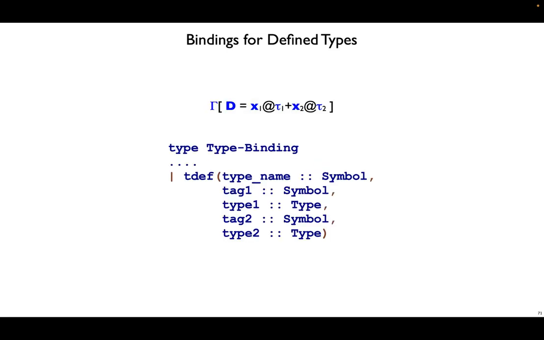To implement this new thing inside the type environment, we'll extend our type bindings. We now have a tdef to go along with a let type, and this packages up everything that we've talked about above: a type name, two tags, and two argument types.